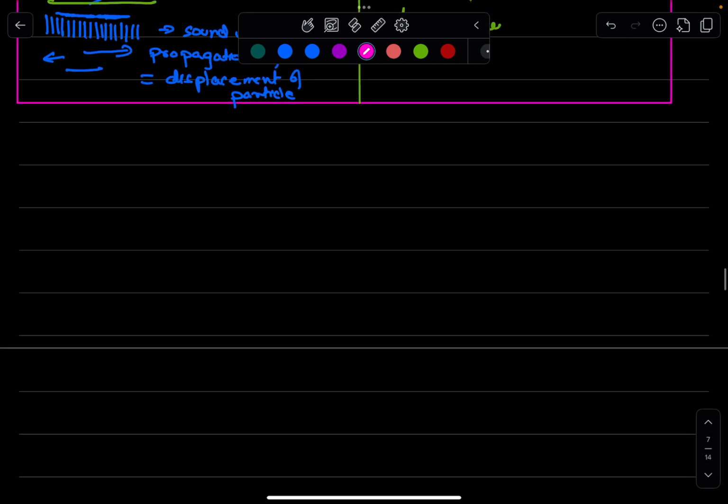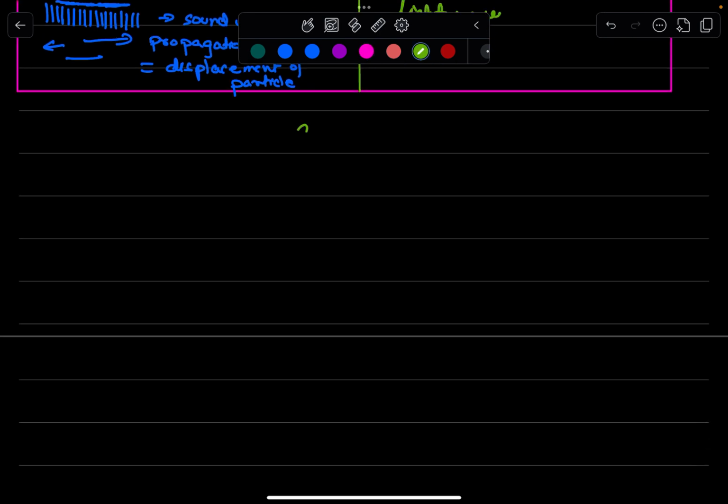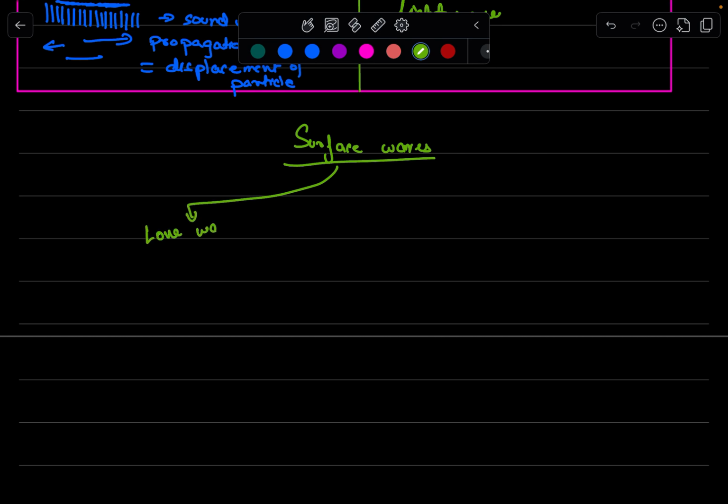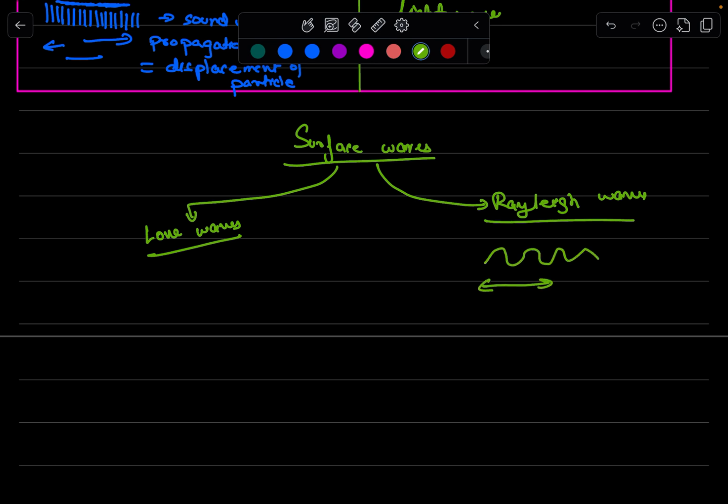Now, let's talk about other waves which are actually surface waves. Surface waves are surface waves because they travel only through the surface, and they are Love waves and Rayleigh waves. As we compare both of them, Rayleigh waves do up and down displacement as well as side to side shaking. So that is why they are the most destructive.